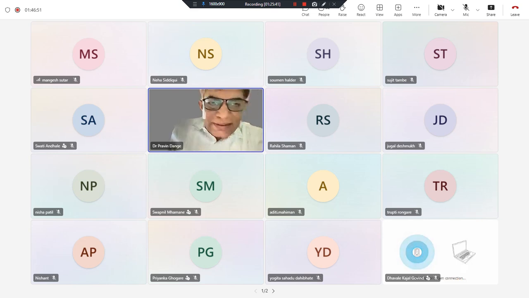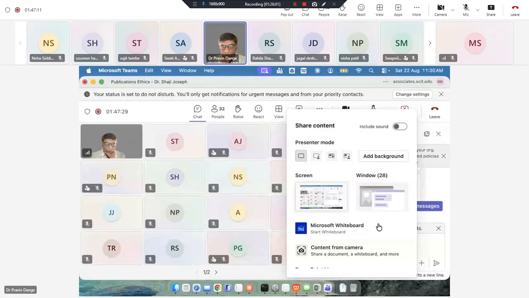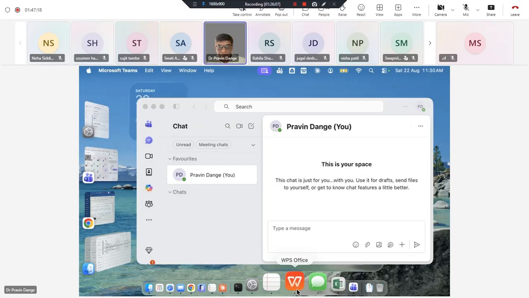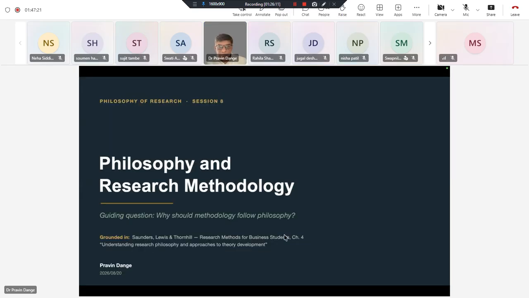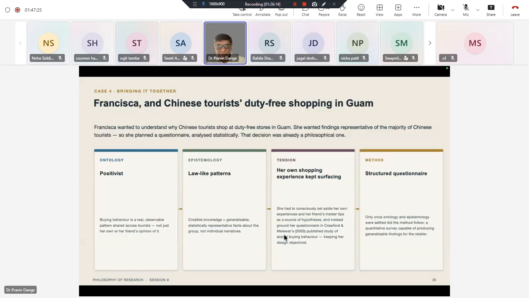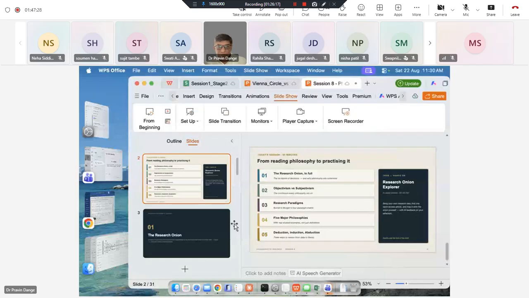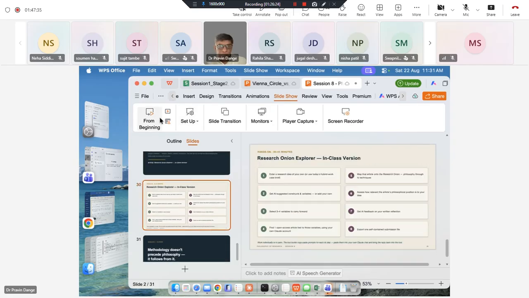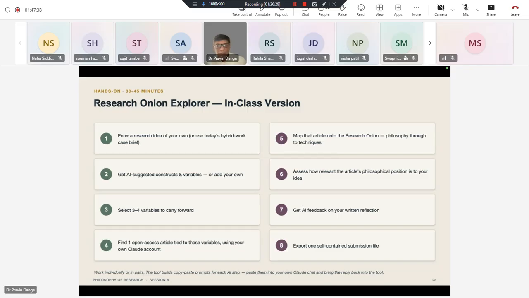So can we move on to the next exercise? I have another file circulated to you. There are two-stage exercises. For the next one you need to open the HTML file, and I'll explain what it is. I'll share my window screen, and this is where we were. Yeah, this is the Onion Explorer.